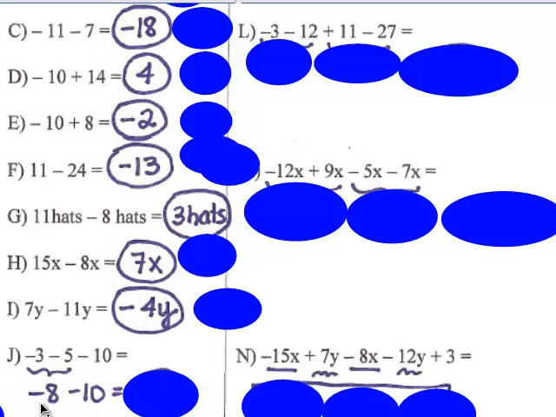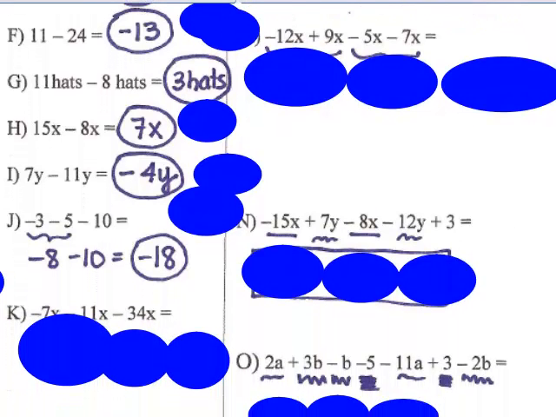Okay, now we focus again on these 2 numbers. -8, -10, signs are the same, so you're going to add, so it would be 18, and it would be the sign of the biggest, which would be -18. Okay, very good. Let's continue on to the next problem, letter K.